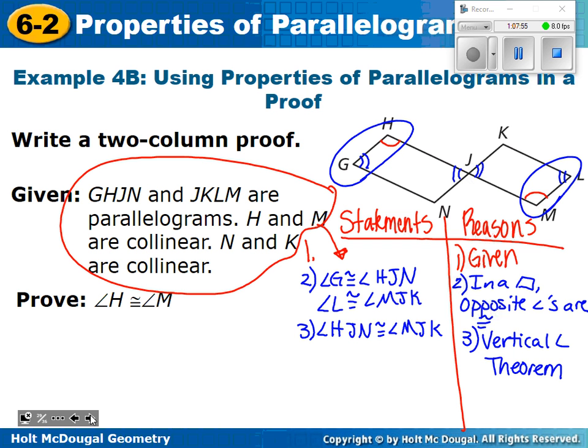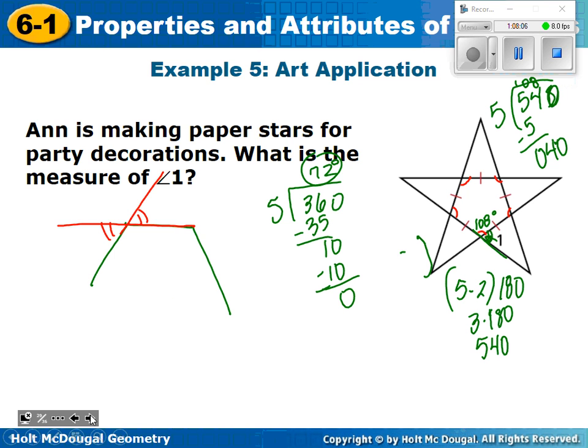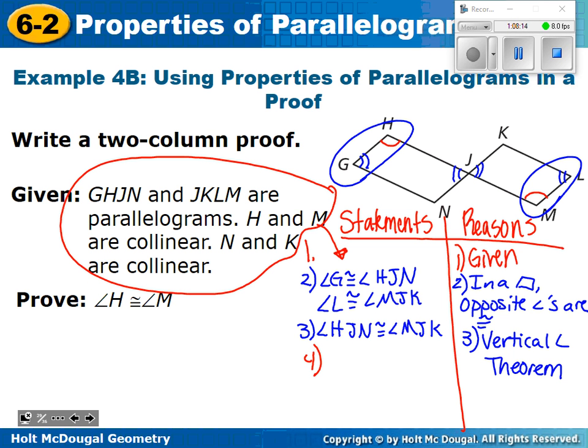We could do a step in between here that says if G is congruent to HJN and HJN is congruent to MJK, or I think what you said, sorry, angle L is congruent to MJK, MJK is congruent to HJN, then we can say what? HJN is congruent to L. Good. What did you use to get there? Transitive. So angle L is congruent to angle HJN by transitive property of congruence.